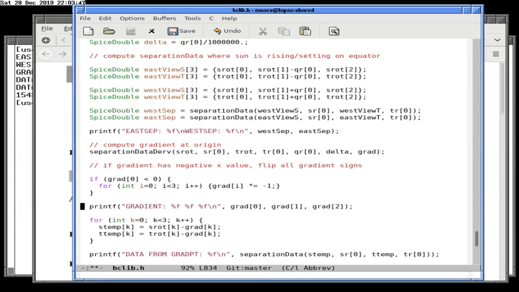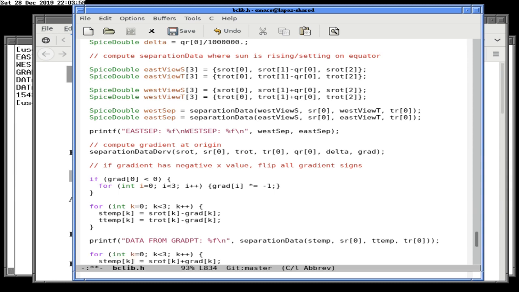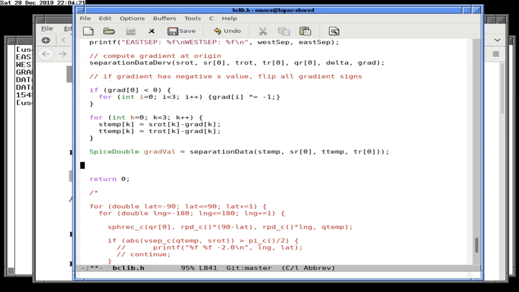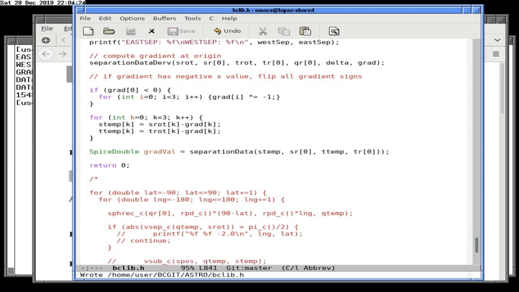Okay, so that's always going to choose the positive gradient, which means we don't actually need to, okay, crap. Yeah, this is okay. And then we have the data from the gradient point is, spice double grad value. Okay, and we don't need the data from the negative gradient point, because it's not useful to us now, because we know that that point is where the sun's already not shining, so to speak.